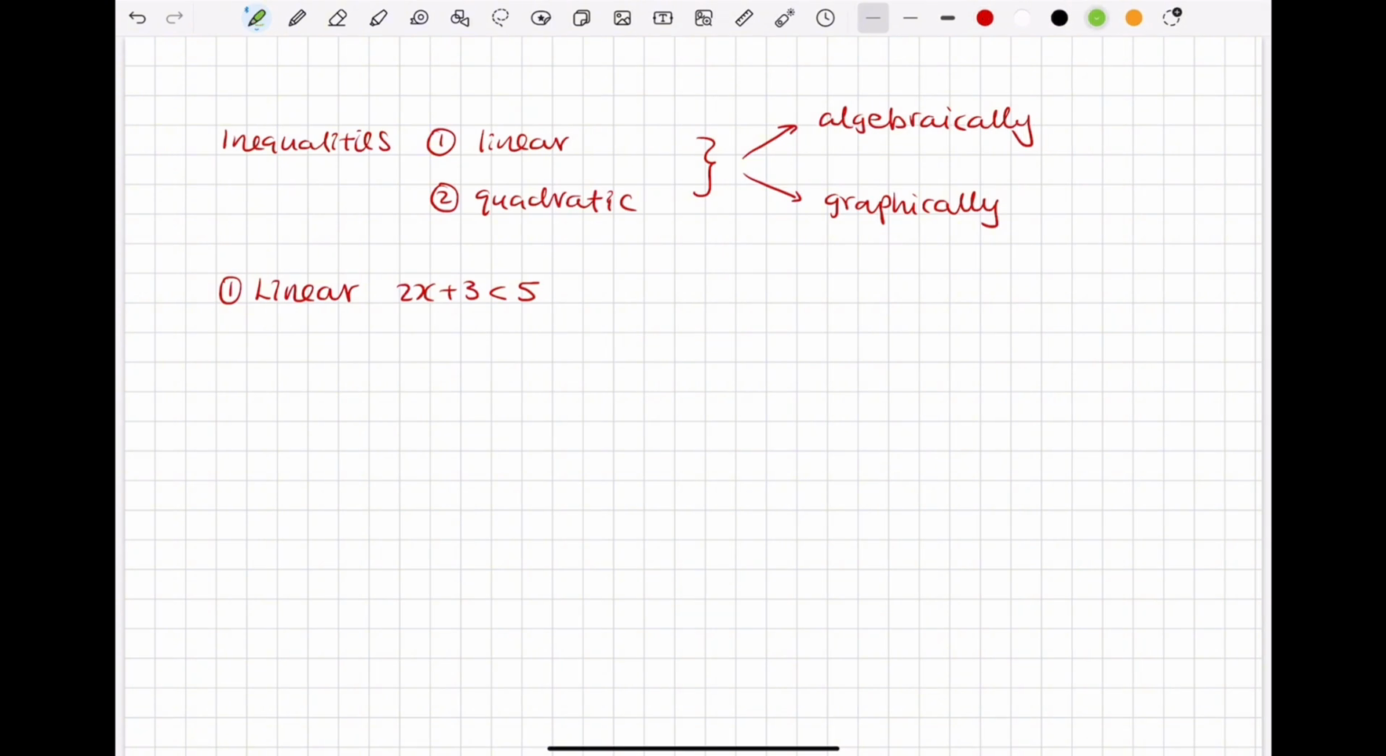2x plus 3 is smaller than 5. So what we want to do is to take away 3 on both sides, and then we have 2x smaller than 2. And then divided by 2 on both sides, we have x is smaller than 1. Moving on to the next example, if we have a half x take away 3 smaller than 5, we want to add 3 on both sides to get a half x smaller than 8. Then times both sides by 2, we will have x is smaller than 16.